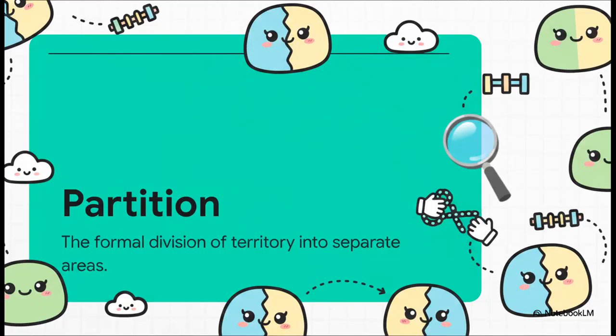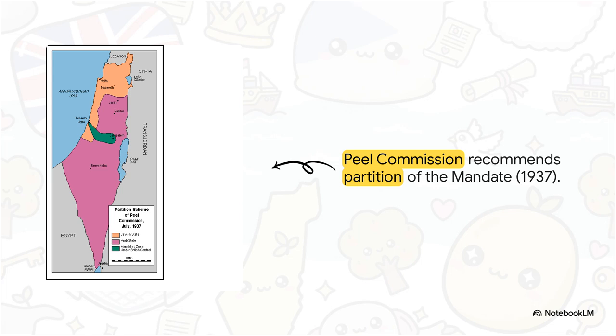So to solve the massive unrest of the Arab Revolt, the British started seriously considering a concept called partition. Definitely write this down. Partition means formally dividing a territory into completely separate, distinct political areas for different groups. The logic was kind of like, hey, if two groups can't agree on how to share the land, we'll just chop it into two separate pieces. The map produced by the Peel Commission in 1937 brilliantly illustrates this attempt to slice the impossible cake.